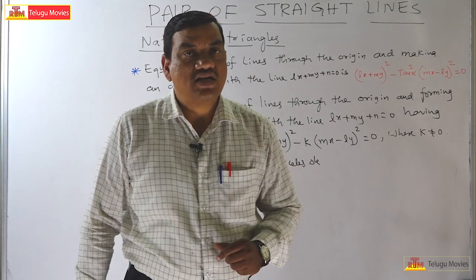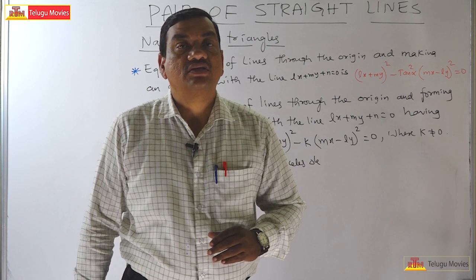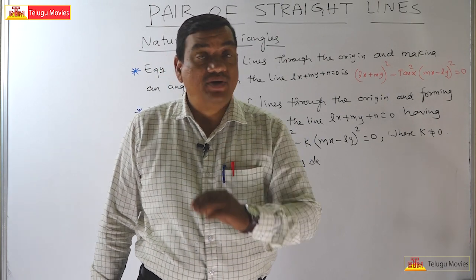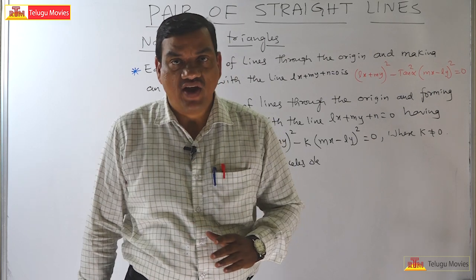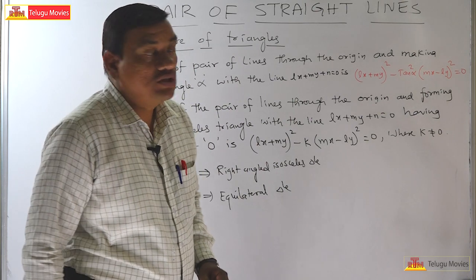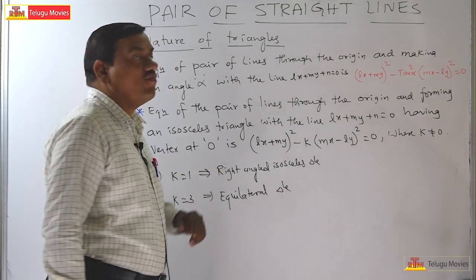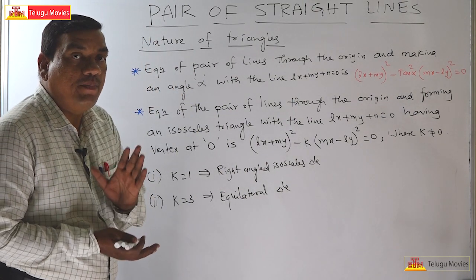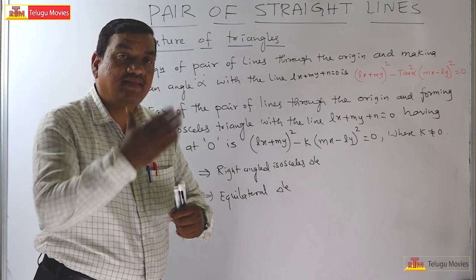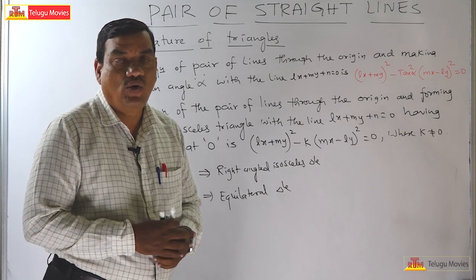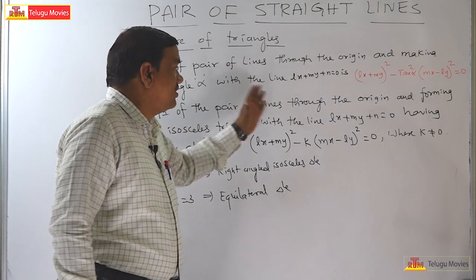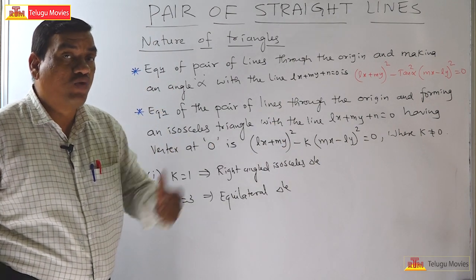In the last class, I introduced what a pair of straight lines is, their equation, the angle between them, and the various forms of lines. Today I am going to introduce some more concepts. Nature of triangles: we already have a pair of lines, and if one more line is added, a triangle forms. Depending upon the types of triangles, the equations also take various forms.